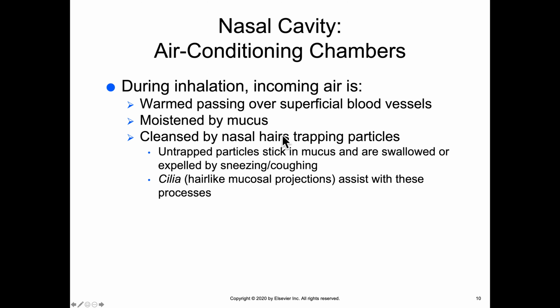So the hairs in our nose, in our nasal cavity, are called vibrissae. Those are bigger and thicker. As you go down the respiratory tract, you start to develop cilia, which are finer, smaller hairs that still assist with this same process.